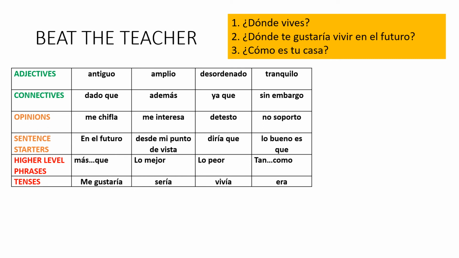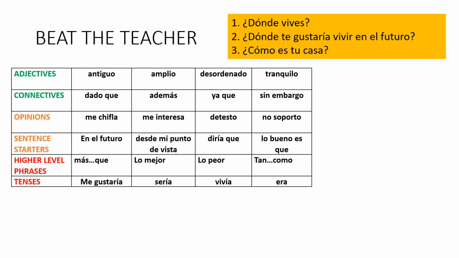So everything that we've worked on, so all your opinions and your adjectives about houses or different types of houses. So basically your aim is to answer the three questions. I would maybe do number 1 as a separate paragraph, number 2 as a paragraph, and number 3 as a paragraph. These paragraphs might literally be 1 or 2 sentences long, but your aim is to try and include as much as you can from this table. So you've got in green your adjectives and your connectives. Those are the easier things to sort of add into your answer. And then it gets a little bit more challenging with your opinions and your sentence starters. And then it gets a little bit more challenging again with your higher level phrases and your tenses.